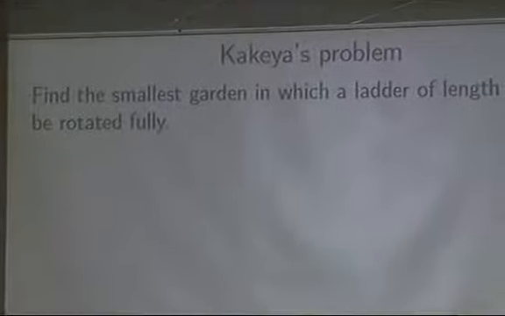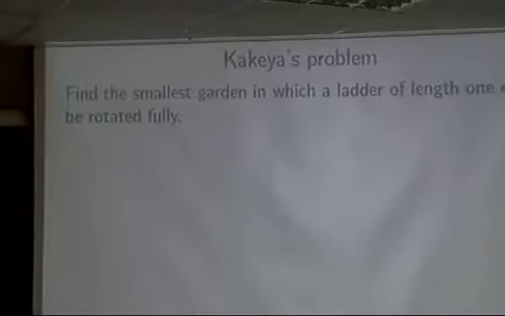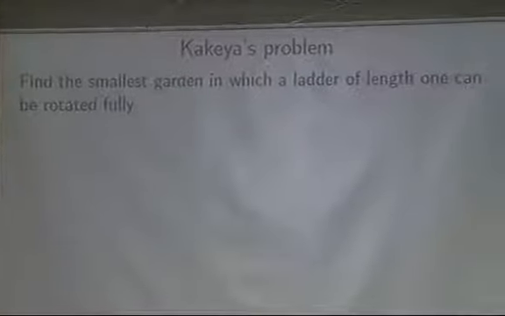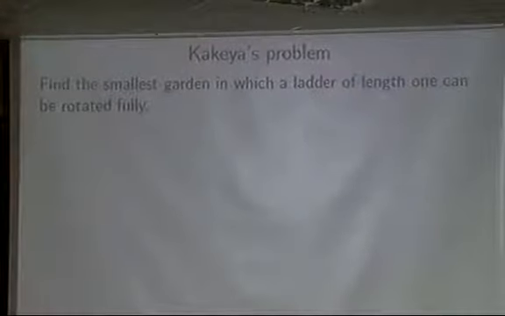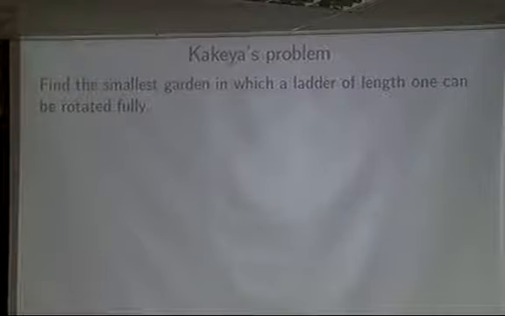So maybe you've heard about Kakeya's problem. It's the question, what is the smallest garden in which you can turn around a ladder of given length? Let's say length 1. But to make it more interesting, maybe you want a ladder of length 10 meters. And the question is, how do you have to make the garden so that you can turn it around fully? Right? So you start like this, and you want to turn it like this.